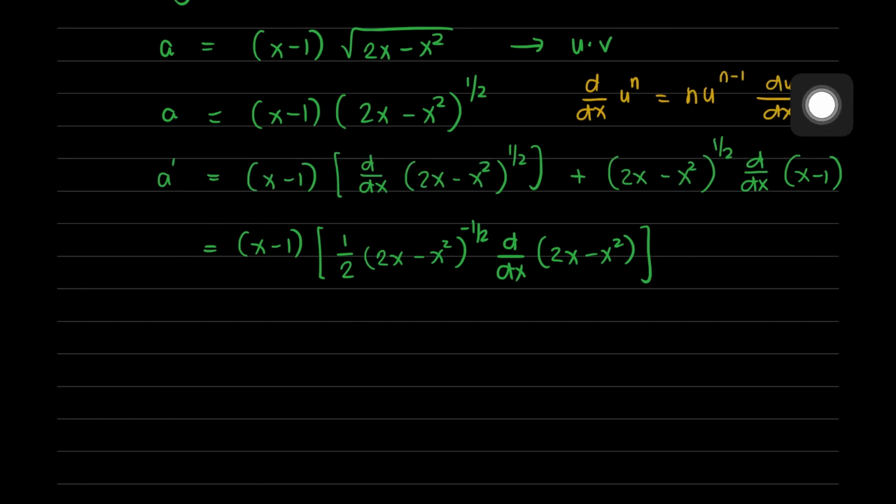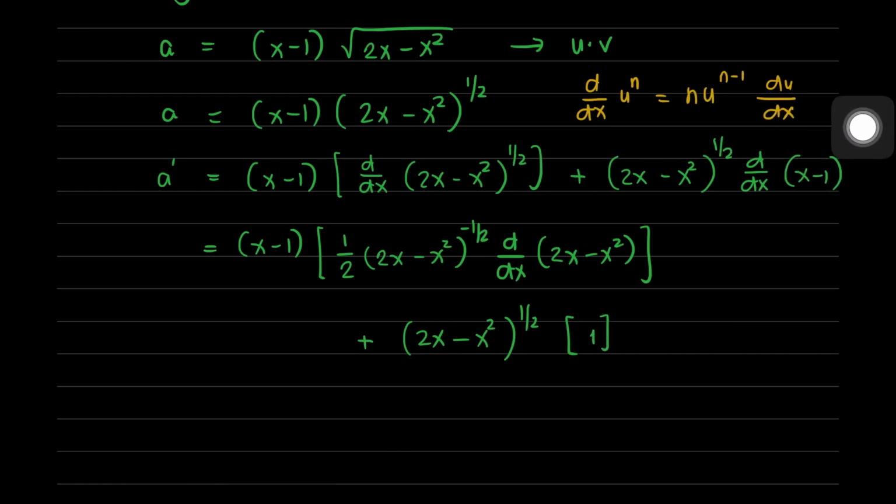So applying this formula in this expression, that would now be 1 half 2x minus x squared, because our u here is 2x minus x squared, raised to n minus 1, because 1 half minus 1 is negative 1 half, multiplied by the derivative with respect to x of u, which is 2x minus x squared. Alright, and for this term, that would now be plus 2x minus x squared raised to 1 half, multiplied by the derivative of x minus 1, so that would now be equal to 1.